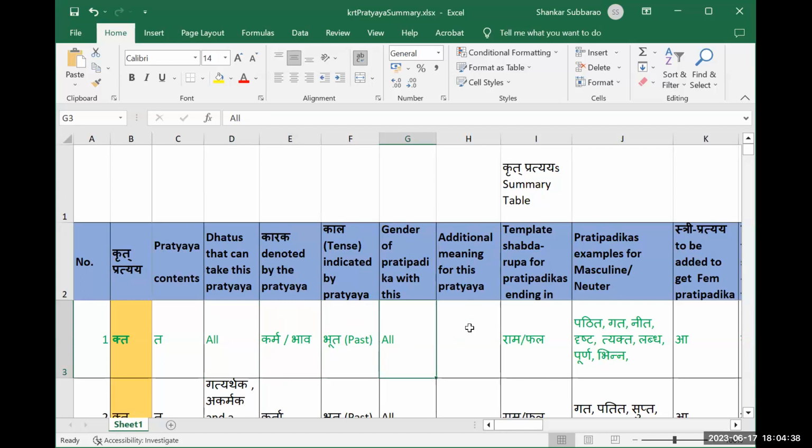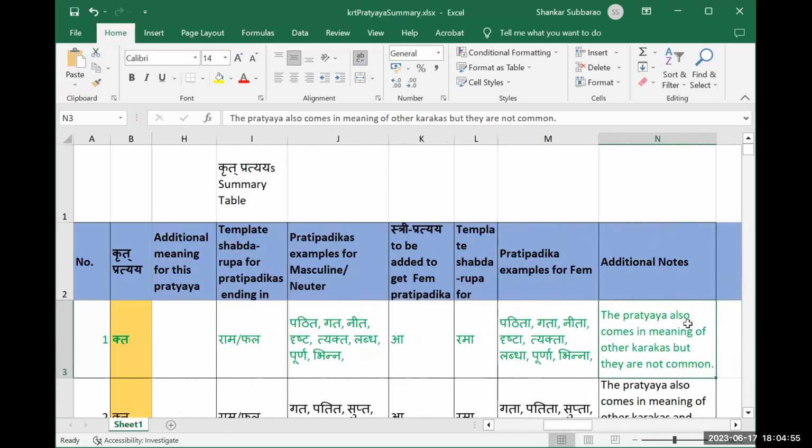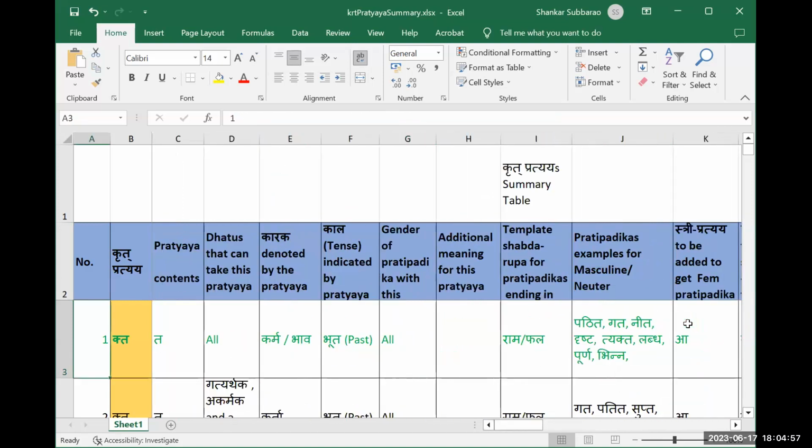Then, is there an additional meaning to the pratipadikam? Can be there, not for everything, but some of them will have additional meanings. Then, which template should be used for declining this particular pratipadikam? What is the 3 pratyaya to be added? So this is how we looked at each pratyaya. So the first pratyaya we saw was kta.